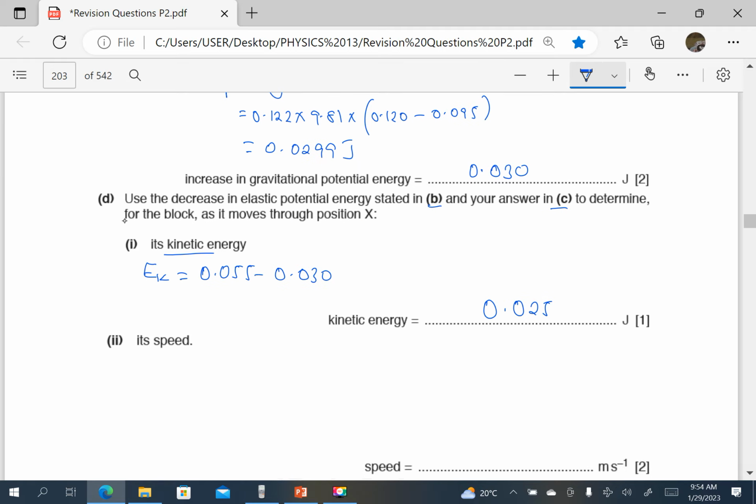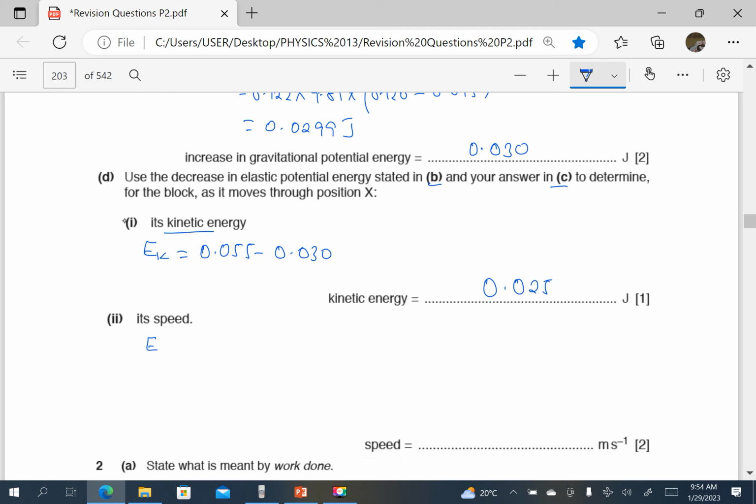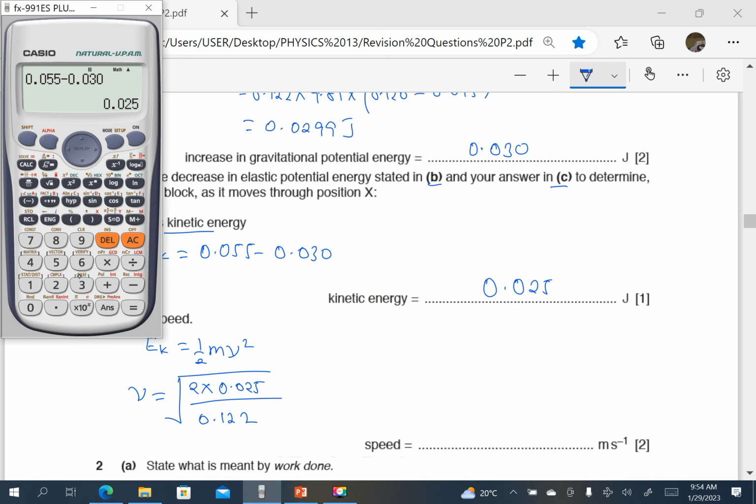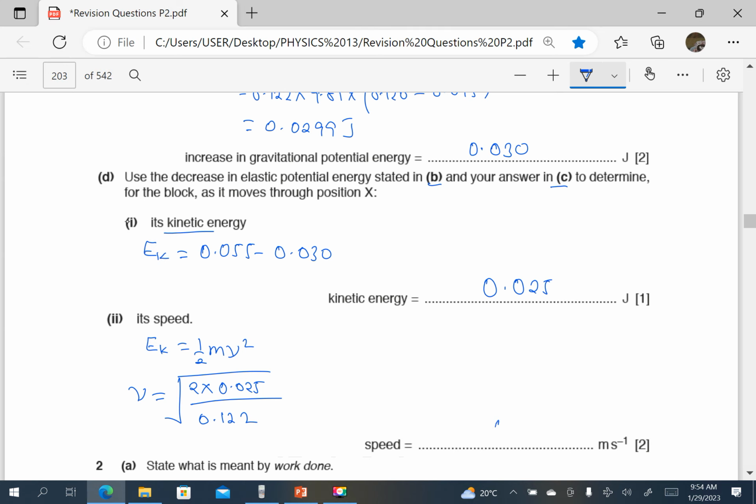Then its speed. Since we have kinetic energy, speed is now easy. Kinetic energy is a half mv squared. So making v the subject, v is going to be the square root of 2 times the kinetic energy, 0.025, divided by the mass of the ball, which was 0.122. So 2 times 0.025 divided by 0.122, then we get the square root of the answer. That is 0.64 meters per second.